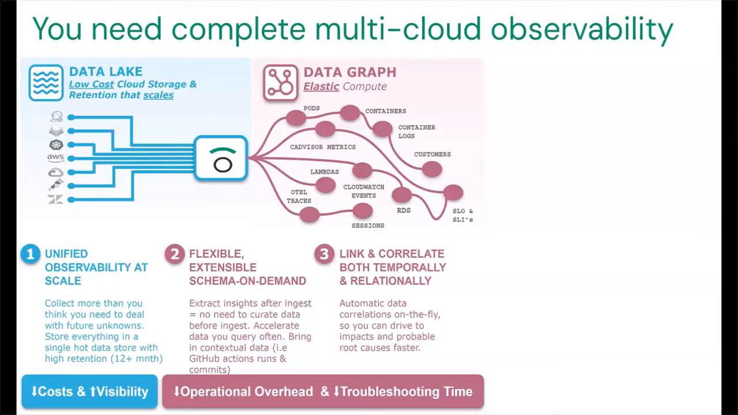So for instance, if you're using GitHub, then bring in GitHub action runs, bring in commits into your observability platform. They will help you to do meaningful data correlations and do root cause analysis. Which brings us to the next topic, which is the platform, the observability platform, needs to be able to link and correlate data both temporally as well as based on the relationships between the data. And all of this needs to happen automatically in real time on the fly.